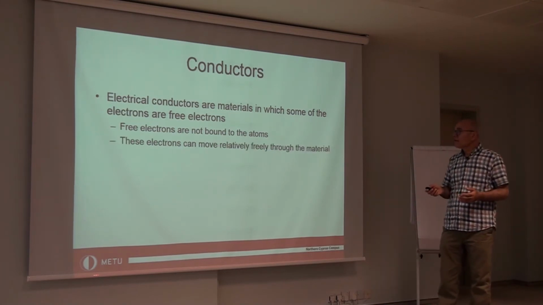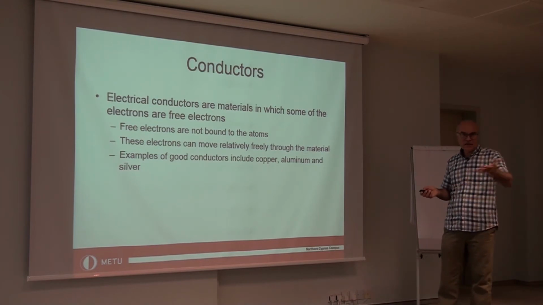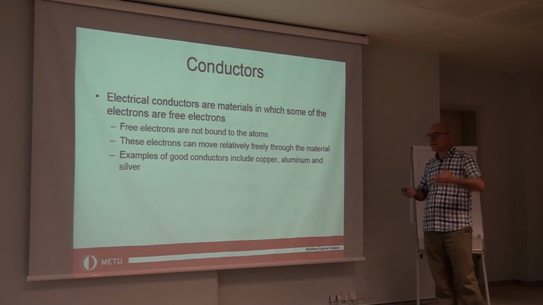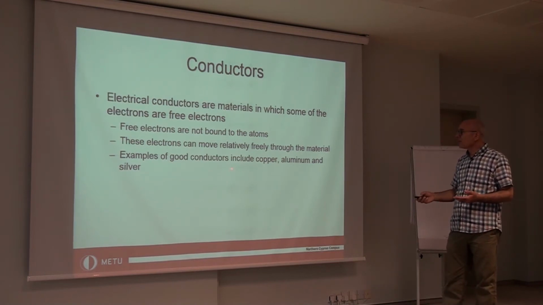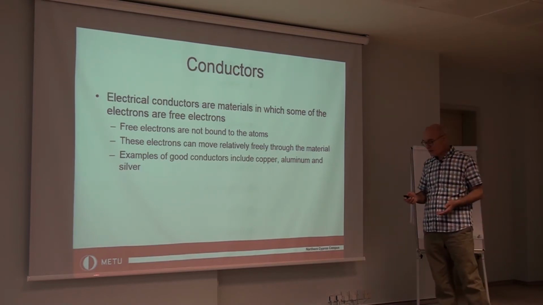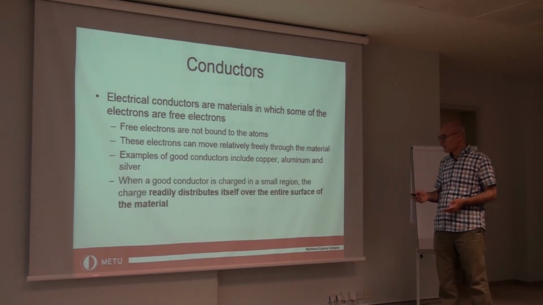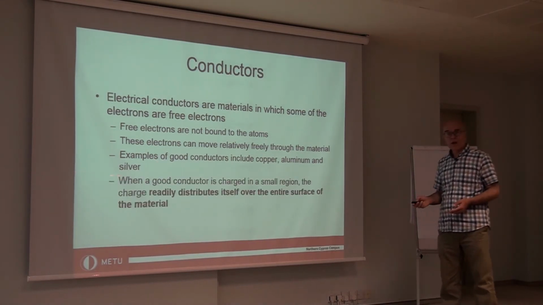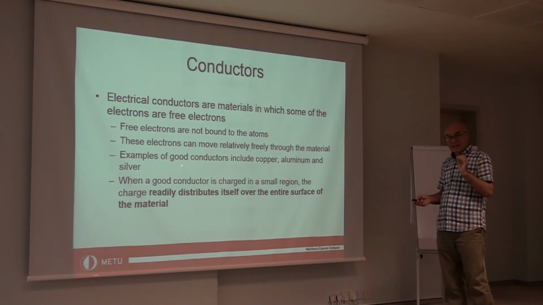Now, they move relatively freely, so they are like free electrons wandering throughout the material. And these are some examples of good conductors: copper, aluminum, silver. These are examples of these conductors.